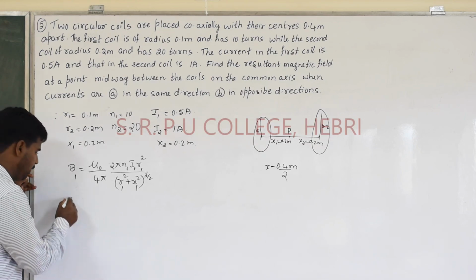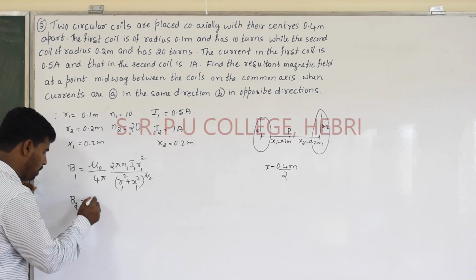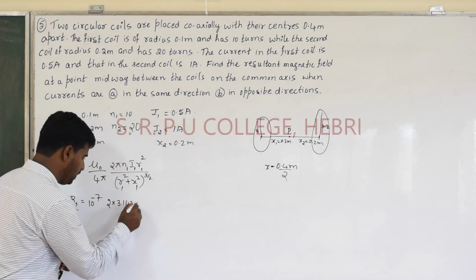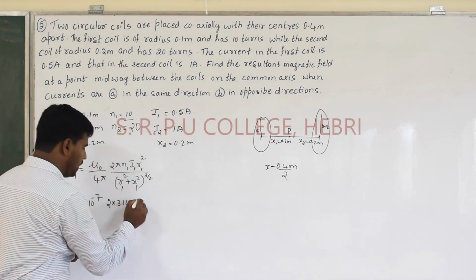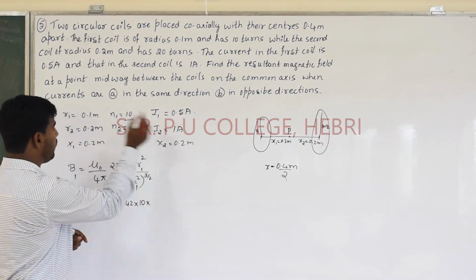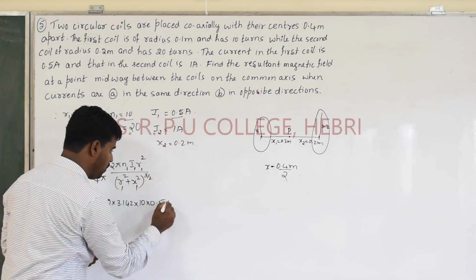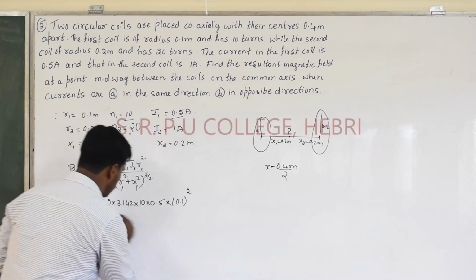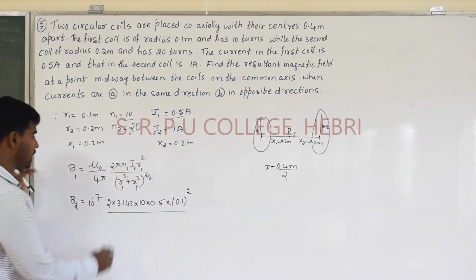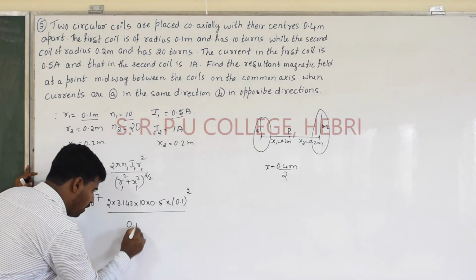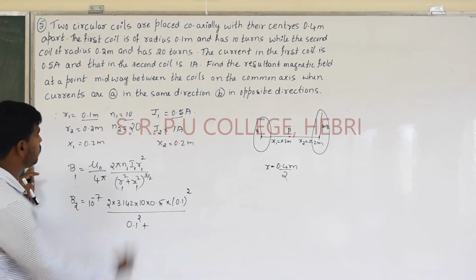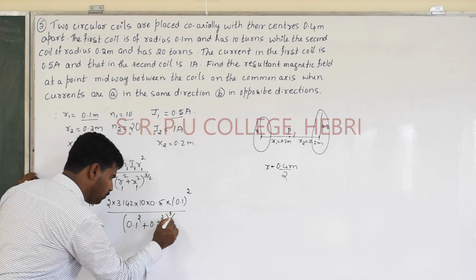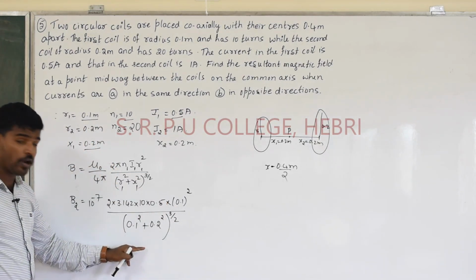Therefore, B1 is equal to mu naught divided by 4 pi, which is 10 raised to the power minus 7, times 2 pi, which is 3.142, times N1, which is 10, times I1, which is 0.5, times R1 square, where R1 is 0.1 whole square, divided by R1 square plus x1 square, that is 0.1 square plus 0.2 square, whole to the power 3 by 2. This is a very important consideration.